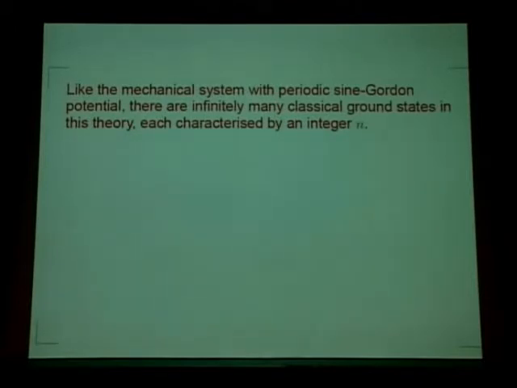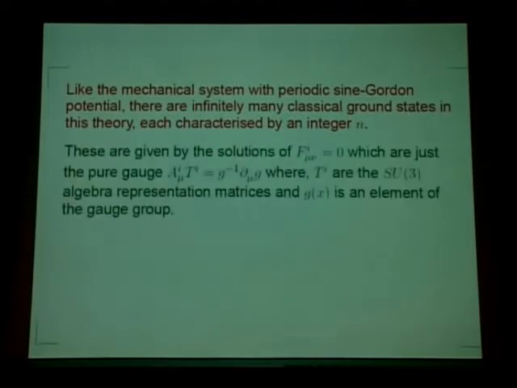So like the mechanical system with the periodic sine-Gordon potential, there are infinitely many classical ground states in this theory also. And each classical ground state is characterized by the integer n. These are given by the solutions of the equation that the field strength is 0, which are just pure gauge: A mu T^i is G inverse d mu G, where T^i are SU(3) algebra representation matrices and G is an element of the gauge group SU(3).